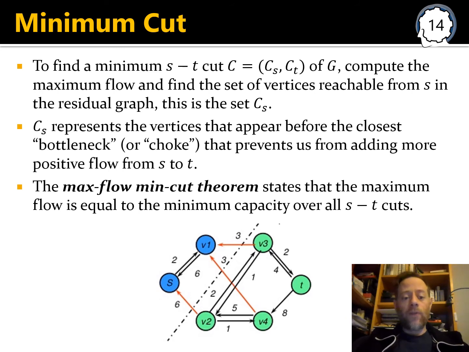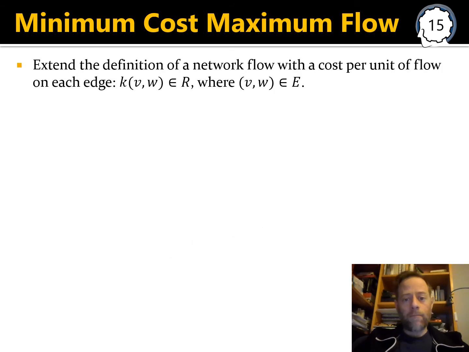Then we have the max flow min cut theorem, which states that the maximum flow is equal to the minimum capacity over all ST cuts. So it means that we know that the minimum capacity of the best ST cut is the same as the max flow. So therefore there is a very close connection. And then finally, we will be talking about minimum cost maximum flow. So as I said, of all the possible maximum flows, we are now interested in finding the maximum flow with the minimum cost.